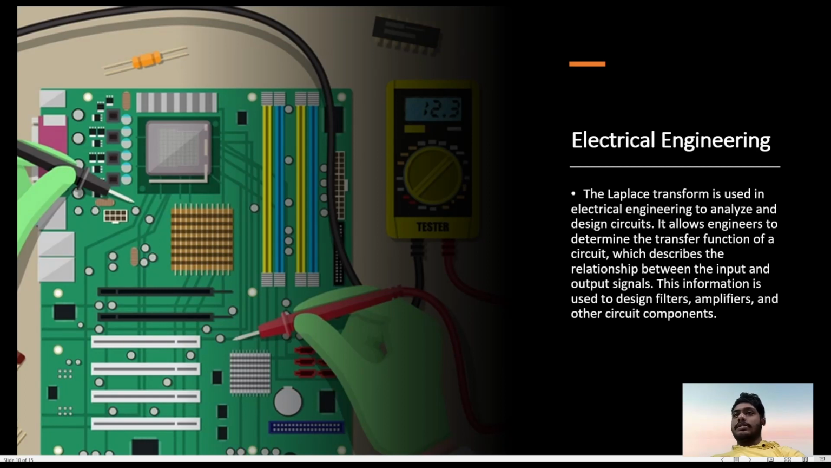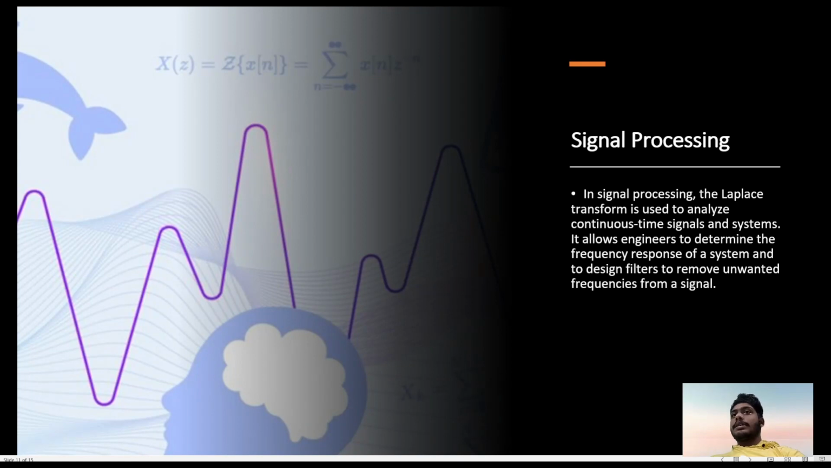Electrical engineering. The Laplace transform is used in electrical engineering to analyze and design circuits. It allows engineers to determine the transfer function of a circuit, which describes the relationship between input and output signals and the processing of the data in between. This information is used to design filters, amplifiers, and other circuit components. Signal processing.